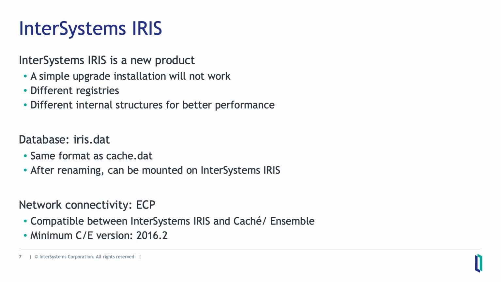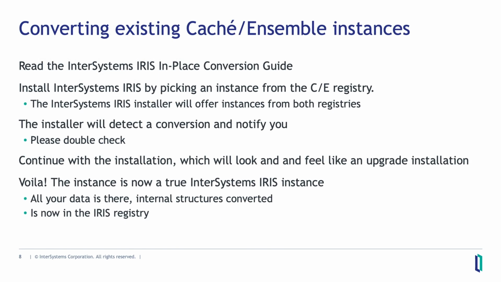I mentioned already the database, and that it can be mounted. I mentioned early in the session, and will mention again here, that we created ECP compatibility between both product lines. It requires Caché and Ensemble 2016.2 or later, and then you can do networking with data connections between both product lines. So if you want to start earlier, or maybe transfer data rather than moving databases, you can do that.